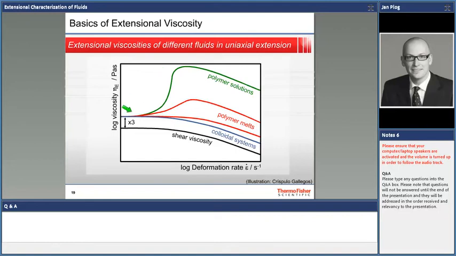Okay, you can go from a Trouton ratio of 3 in the Newtonian, in the linear flow regime, to Trouton ratios of tens and hundreds of thousands. Okay, meaning the viscosity that you need to model specific behavior towards a certain application needs to be the extensional viscosity and not the shear viscosity. Okay.